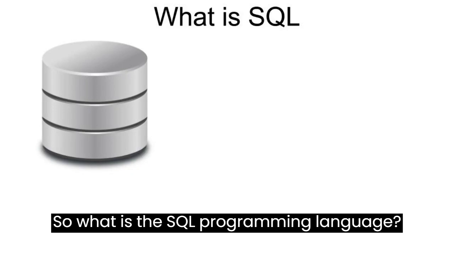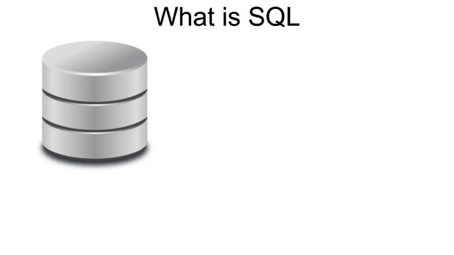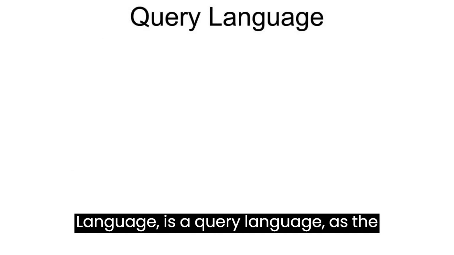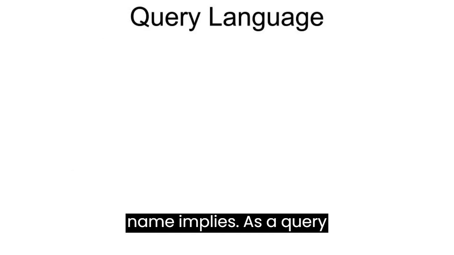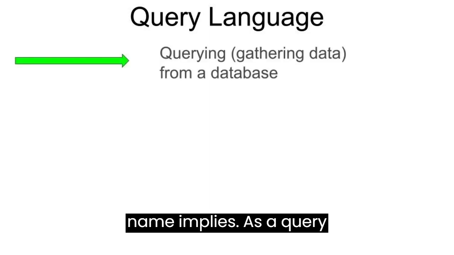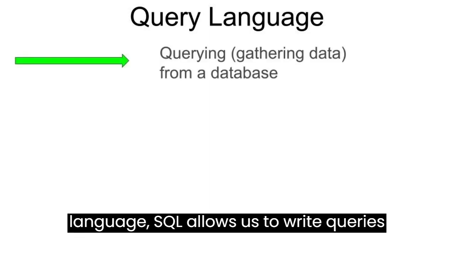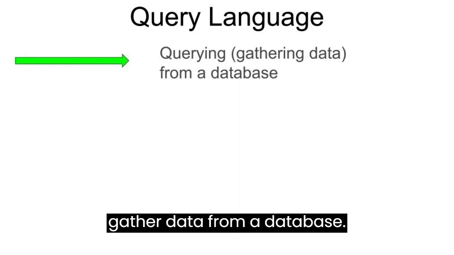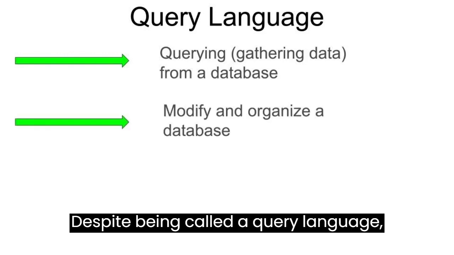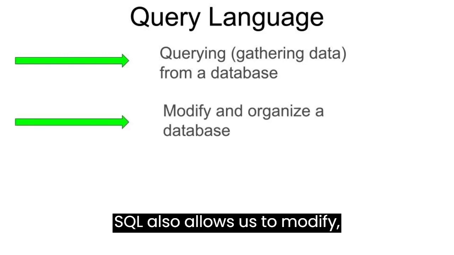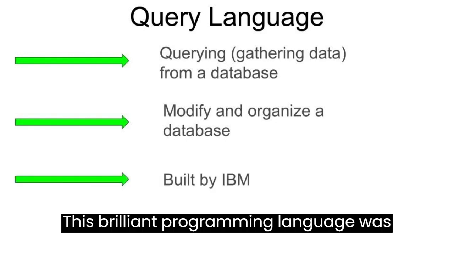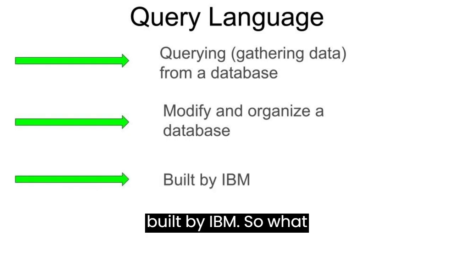So, what is the SQL programming language? SQL, also known as the structured query language, is a query language, as the name implies. As a query language, SQL allows us to write queries, which are commands to access data, to gather data from a database. Despite being called a query language, SQL also allows us to modify, organize, and structure our databases. This brilliant programming language was built by IBM.